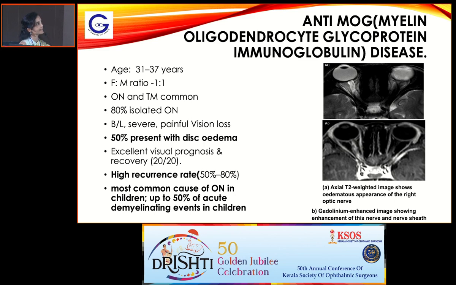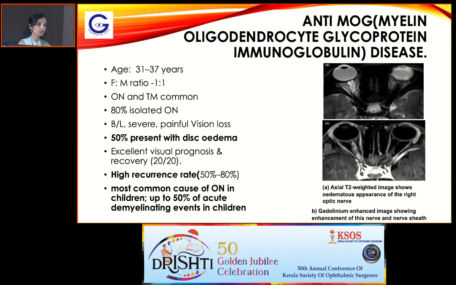MOG usually affects the age of 31 to 37 years. More or less similar male-female ratio, whereas MS affects females more. Here again, there is more of disc edema or papillitis-like presentation rather than a retrobulbar neuritis presentation. And the important thing is that they have excellent visual prognosis with steroids. However, the recurrences are quite high.